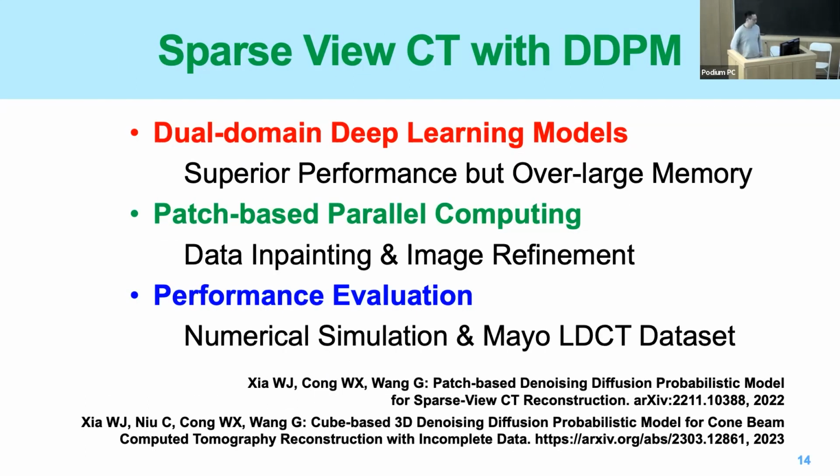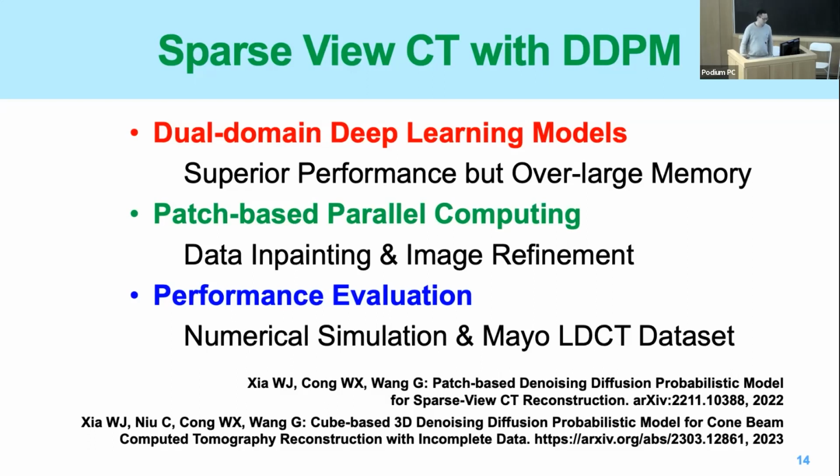Hello everyone, my name is Wang, and I will present our sparse view reconstruction work using a Gaussian diffusion probabilistic model. At present, one of the most important methods for dealing with sparse view data is dual-domain-based methods. This method introduces information from projection data, making the results better. But it has to put the entire projection data into memory, making it challenging to handle large-scale data. To overcome this issue, we propose a patch-based DDPM approach.